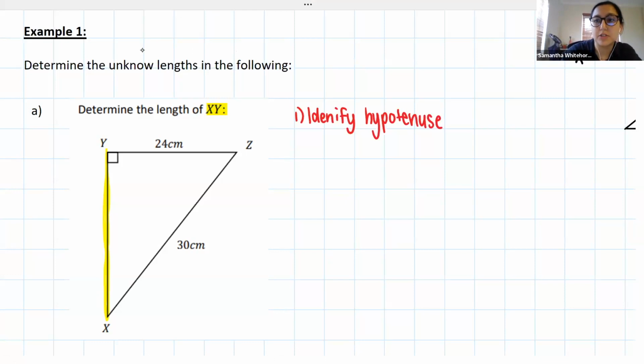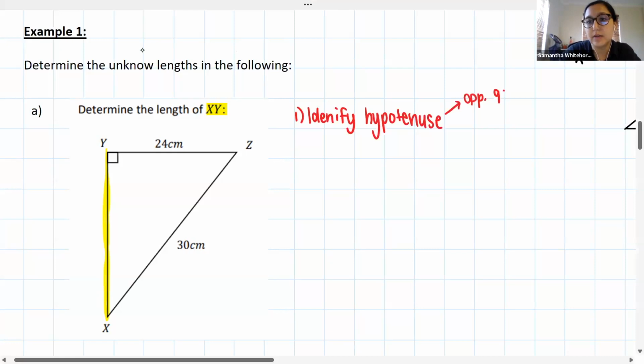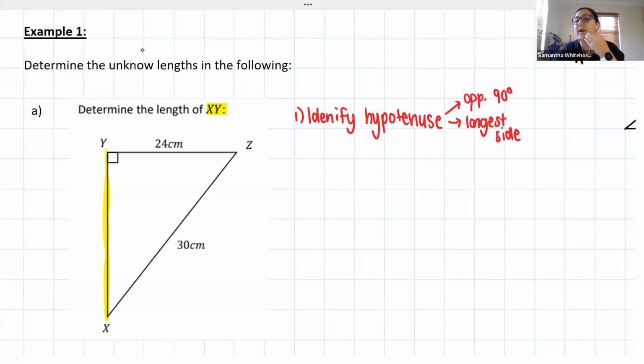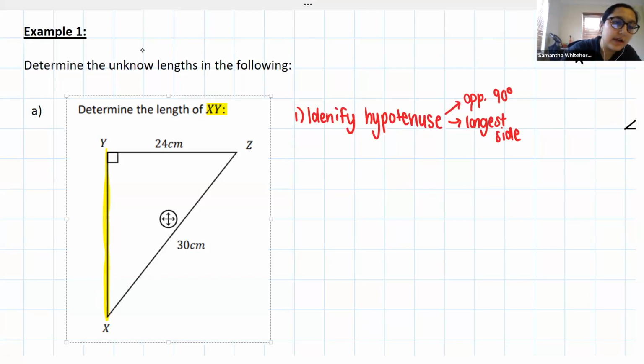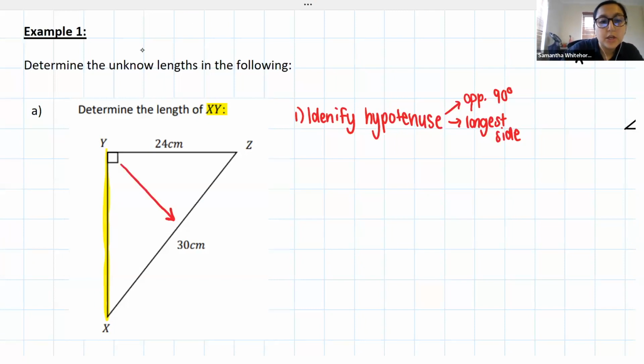And we said that the hypotenuse has two important characteristics. It's always opposite our 90-degree angle, and it will always be our longest side in the triangle, always. In any right angle triangle, your hypotenuse is always the longest side. So I go to my right angle, go directly across and identify my hypotenuse. What I see here though, is that I have been given the hypotenuse. So my hypotenuse for this triangle is equal to 30 centimeters.